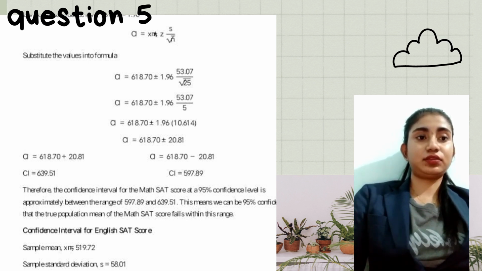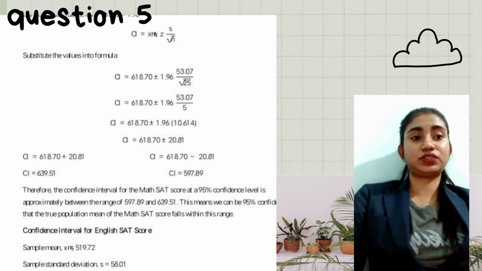We will get, for the plus, 639.51. For the minus we will get 597.89. Therefore, the confidence interval for math set score at 95% confidence level is approximately between the range of 597.89 and 639.51. This means we can be 95% confident that the true population mean of math set score falls within the range.